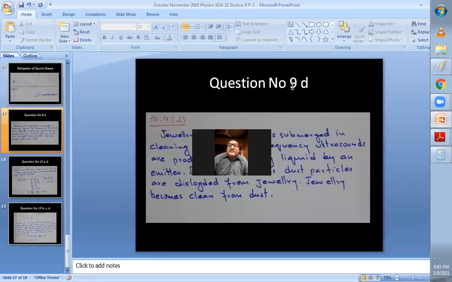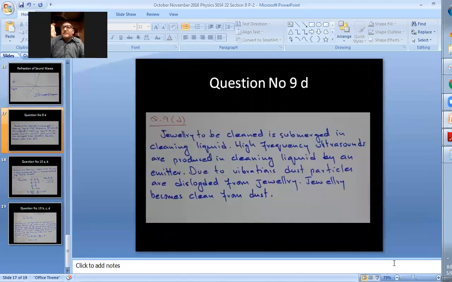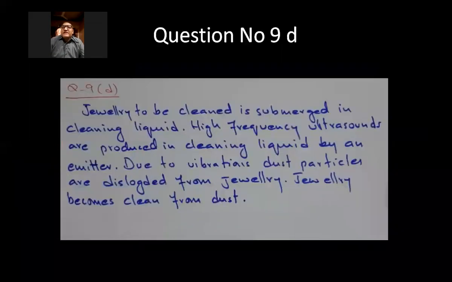I've written this answer. So here we go. Question number 9, D part. Let me increase the size. Jewelry to be cleaned is submerged in the cleaning liquid. High frequency ultrasounds are produced in cleaning liquid by an emitter. Due to the vibrations, dust particles are dislodged from jewelry.